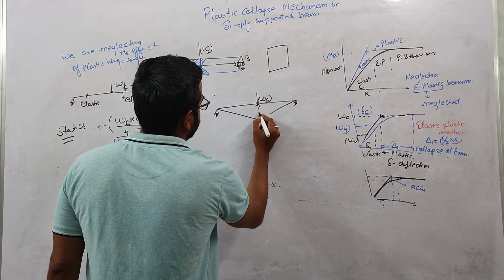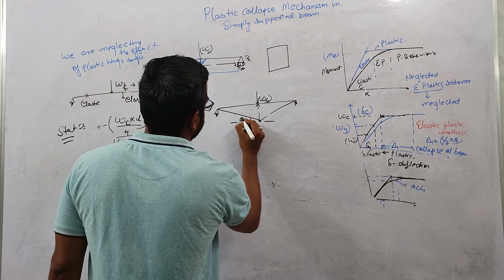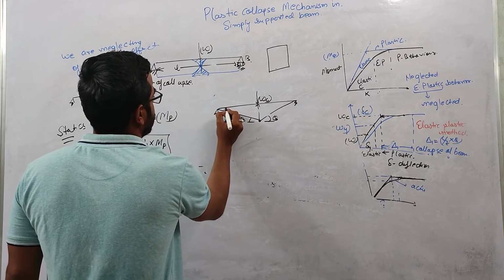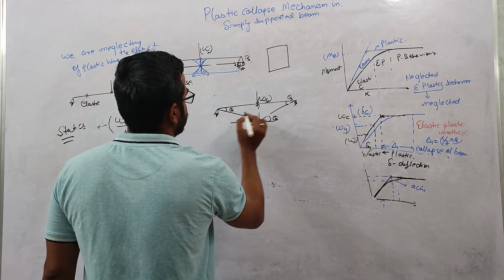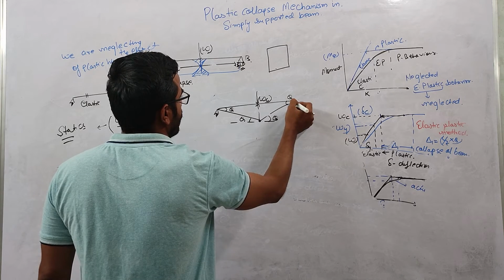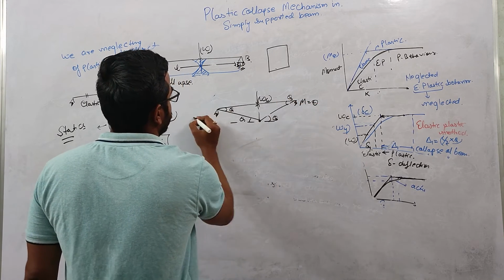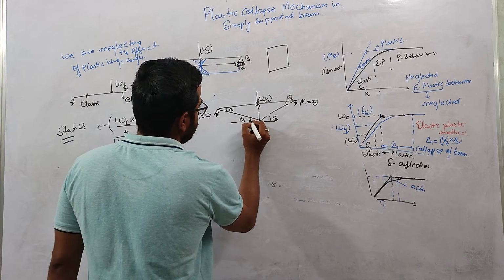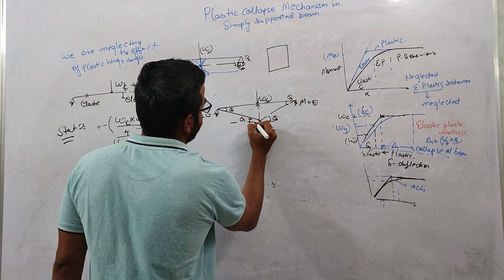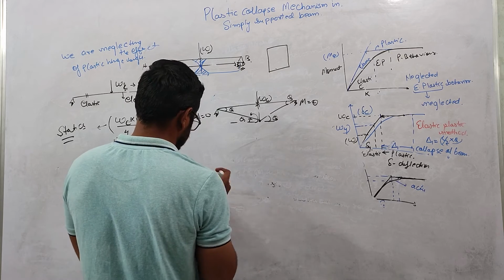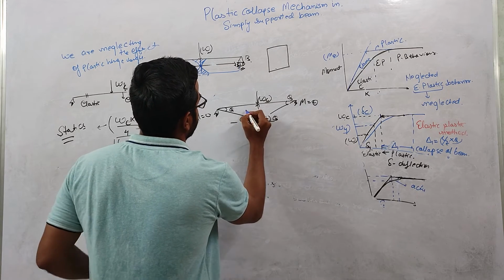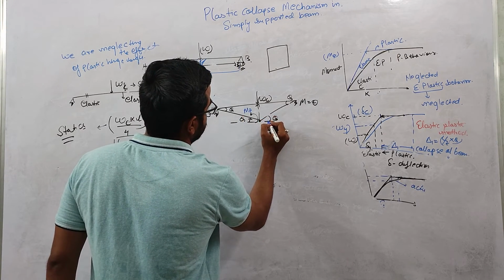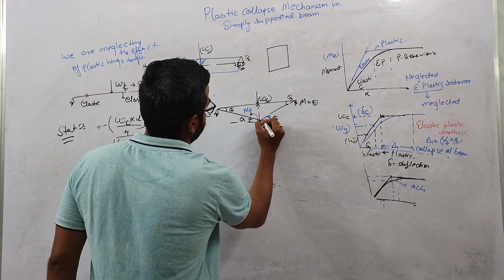under the constant load, right? This is theta, this is theta, here also this is theta, this is theta. This is simply supported, so the moment will be 0 over here, and the moment will be 0 over here. And this part we will be having some Mp, and here also there will be some Mp moment.